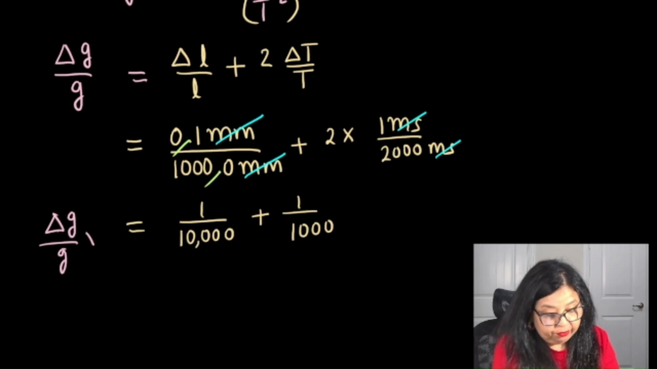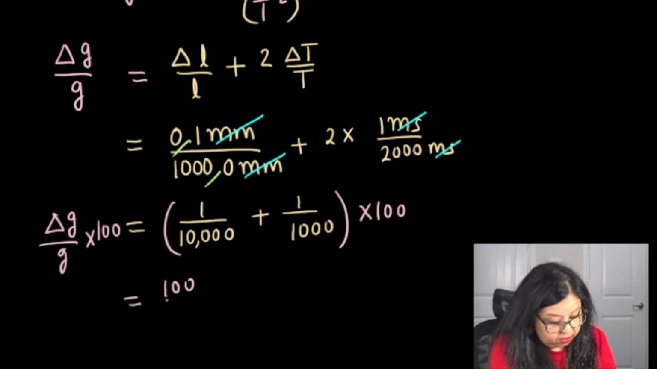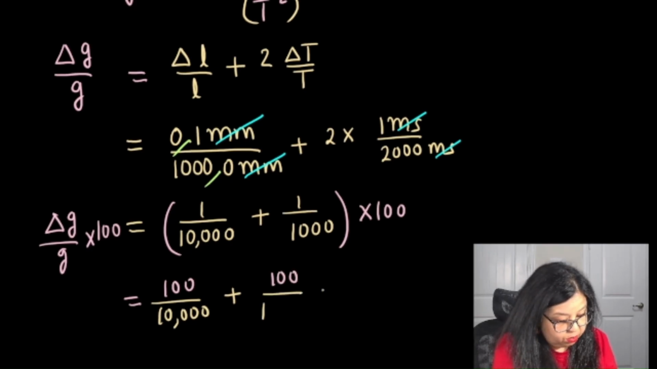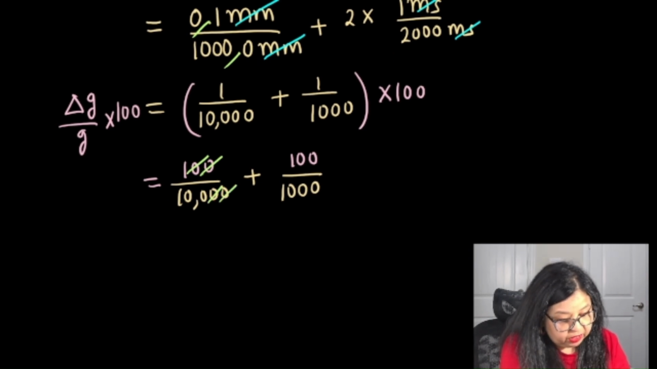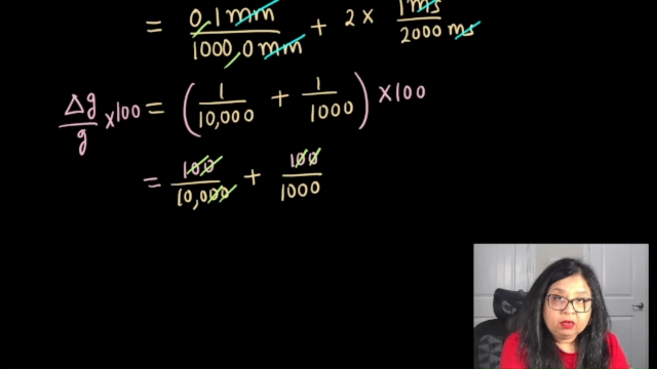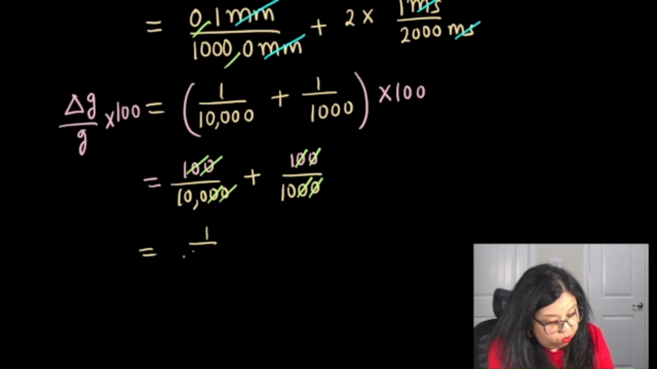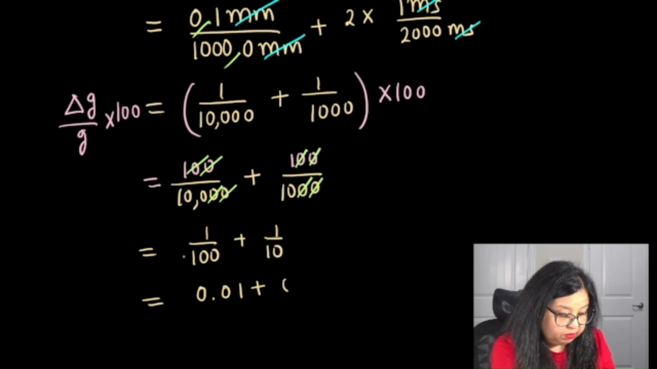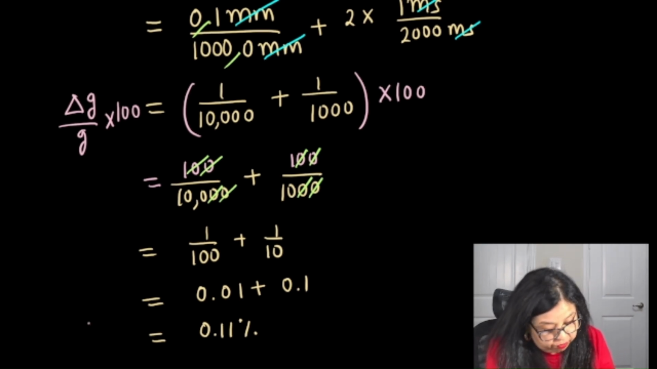What are we interested in though? We're interested in the percentage error in G. That means multiply both sides of the equation by 100. And when we do so, what do we get? 100 divided by 10,000 plus 100 divided by 1000. Now the two zeros in the 100 cancel out two zeros at the bottom in the first term, and likewise in the second term. What does this leave us with? This leaves us with 1 over 100 plus 1 over 10. What is this equal to? 1 over 100 is 0.01 and 1 over 10 is 0.1. This becomes equal to 0.11%.